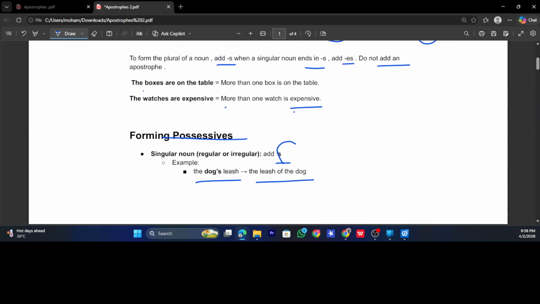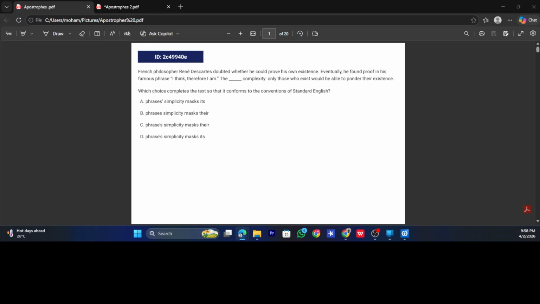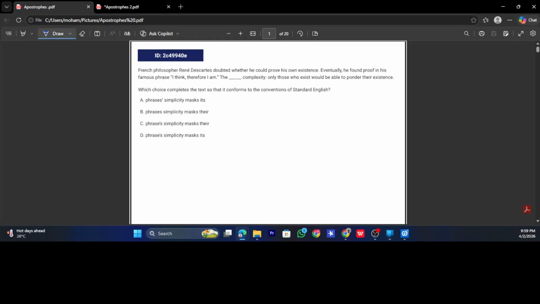some problems in this section which are provided by the College Board. And if you want to increase your score, you must solve this. So first of all, look at the answer choice. Look at the answer choice.